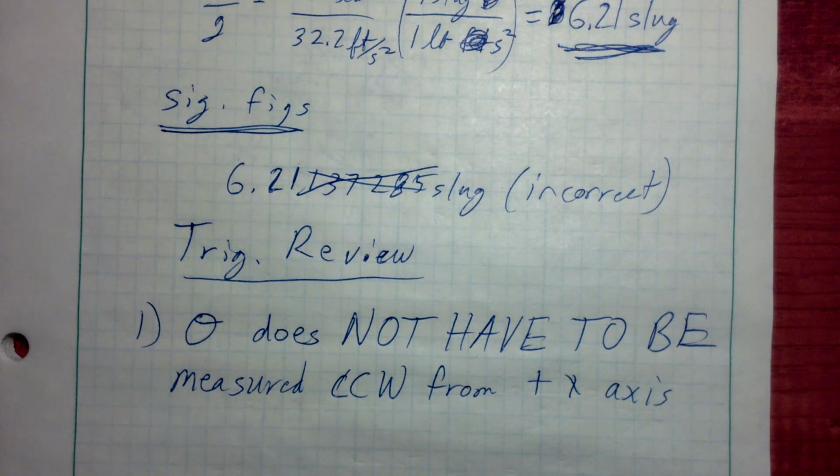I know that's what they probably taught you in your math classes and your physics classes. Theta does not have to be measured counterclockwise from the positive x-axis. It can be measured anywhere you can measure your angle from. We'll pick up there on the next part.